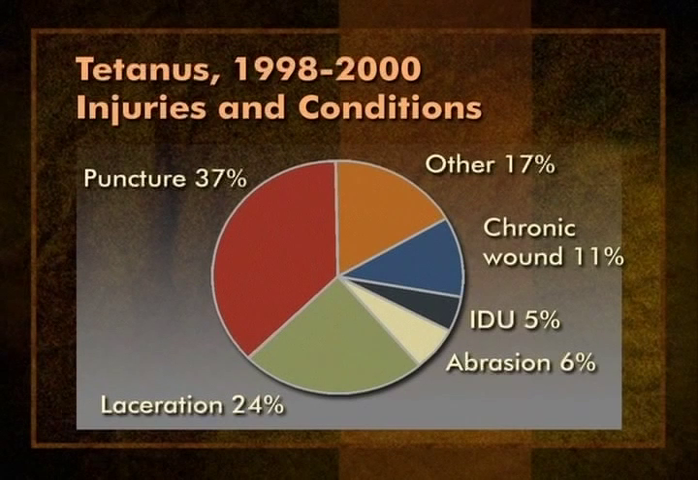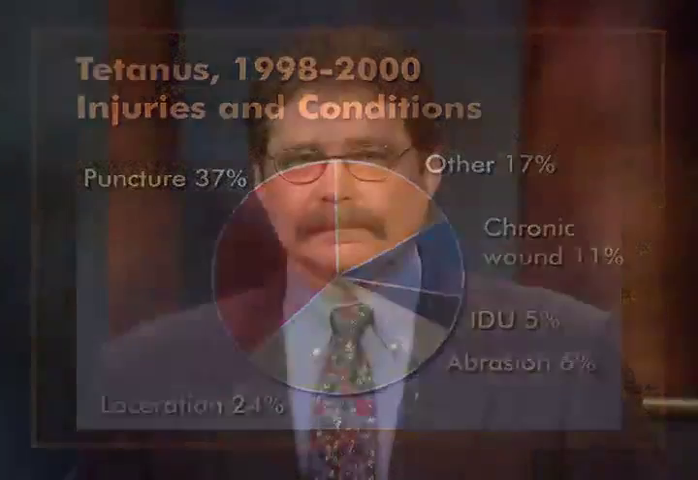Wounds like punctures, lacerations, and abrasions accounted for 2/3 of the cases. Puncture wounds included stepping on a nail, splinters, injury from barbed wire, a tattoo, and a spider bite. Chronic wounds, such as abscesses and ulcers, accounted for 11% of cases. 15% of tetanus cases occurred among injection drug users, about 1/3 or 5% of whom had no other known risk factor or injury. 12% of cases occurred among persons with diabetes.